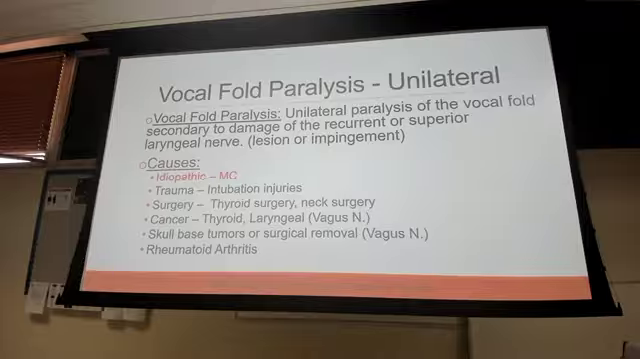But if in the patient's history they recently had a surgery, recently were hospitalized, perhaps they were intubated, if they had a thyroidectomy, so those nerves run very close to the thyroid, or a parathyroidectomy, that could be a cause. Any history of cancer or radiation therapy, and then that skull-based tumor or rheumatoid arthritis.